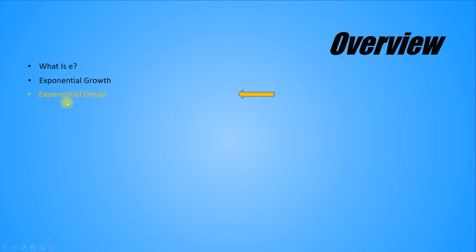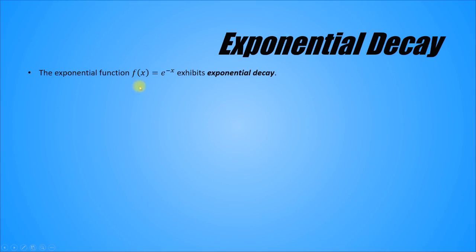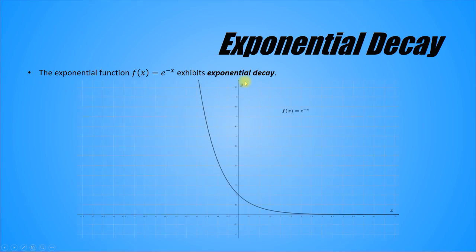Good. The last segment is on exponential decay. So the function f of x equals e to the negative x exhibits this property called exponential decay. And what does that mean? Well, a picture's worth 1,000 words.